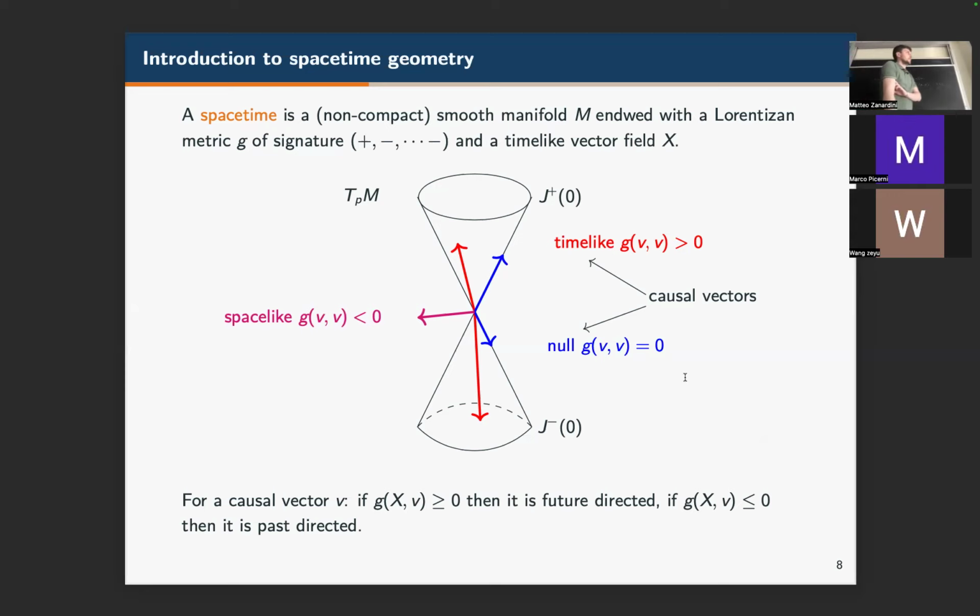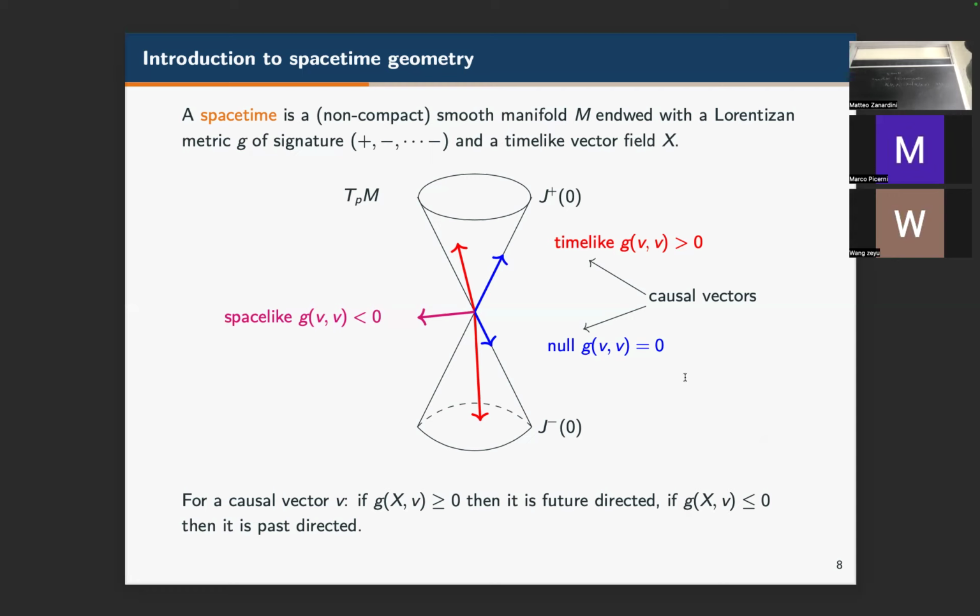Well, there is the category of time-like vectors, which are the vectors that have strictly positive scalar product with itself. There is the set of null vectors, that is the set of vectors that have zero scalar product with itself. And there are the space-like vectors, which have strictly negative scalar product with itself.